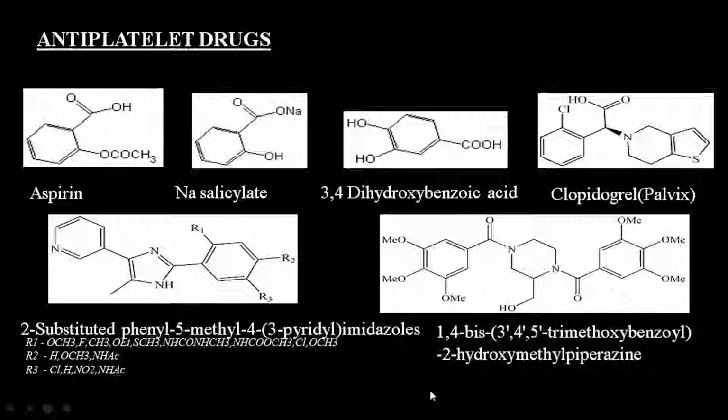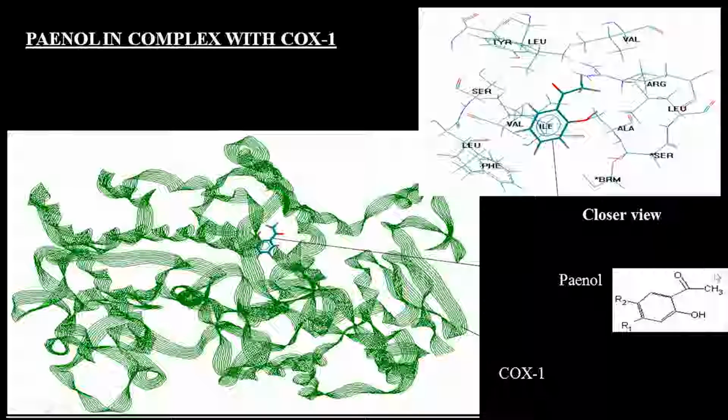There are many drugs which are given for antiplatelet aggregation. Nowadays, aspirin, sodium salicylate, dihydroxybenzoic acid, clopidogrel and so on are known. Actually, a lot of substituted phenyl systems are there. Antiplatelet activity of many of these drugs has been reported in the literature. We also have looked at some compounds like this, called Tianol. It's almost like aspirin, with R1 and R2. We can put a lot of substitutions here, so we can get a huge number of derivatives.